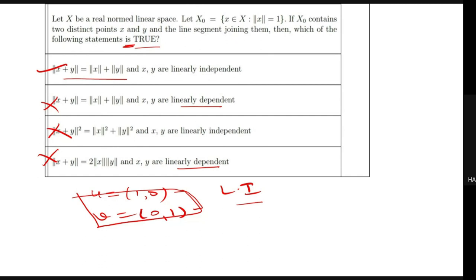I have a doubt, ma'am. How are you taking u and v as (0, 1) and (1, 0)? We are only given a real normed linear space, right? How are you giving points? I'm taking norm of x equals 1. The real normed linear space, what it says, the real numbers, so you can take ordered tuples here also, right?